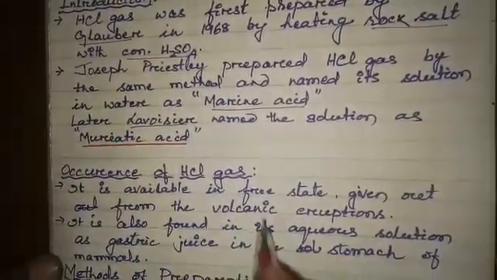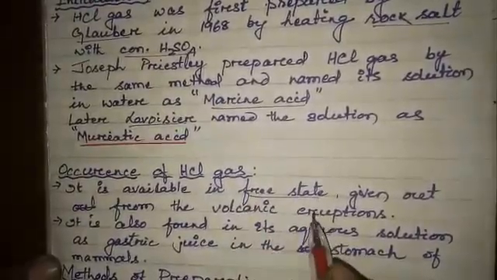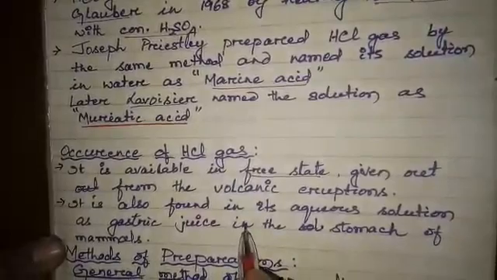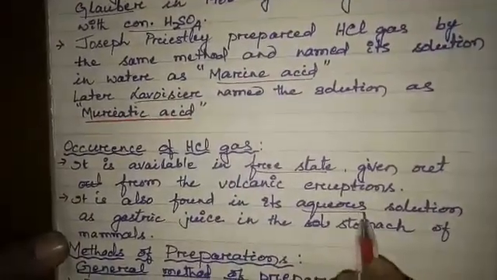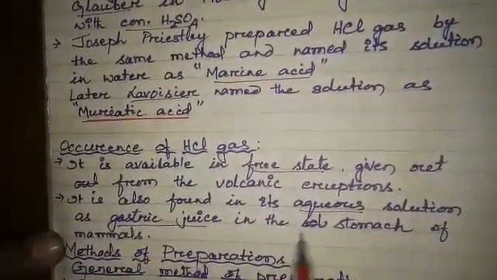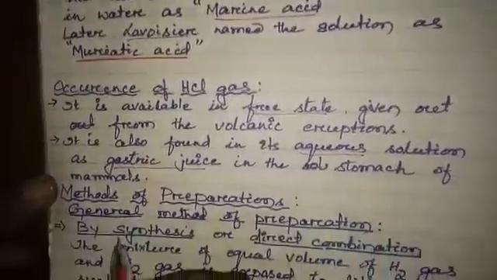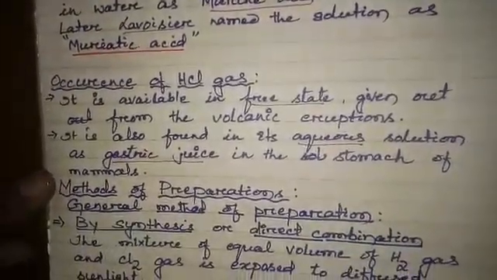Now we'll discuss the occurrence of HCl gas. It is available in free state, given out from volcanic eruptions. It is also found in its aqueous solution as gastric juice in the stomachs of mammals or human beings. Now we'll discuss the methods of preparation.